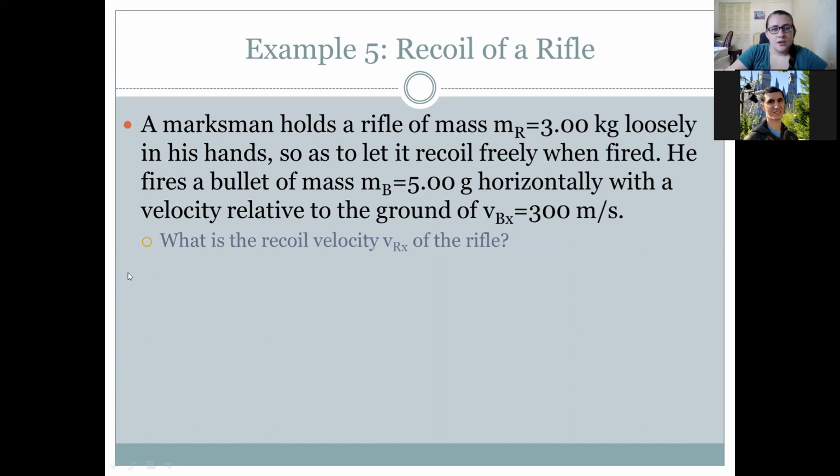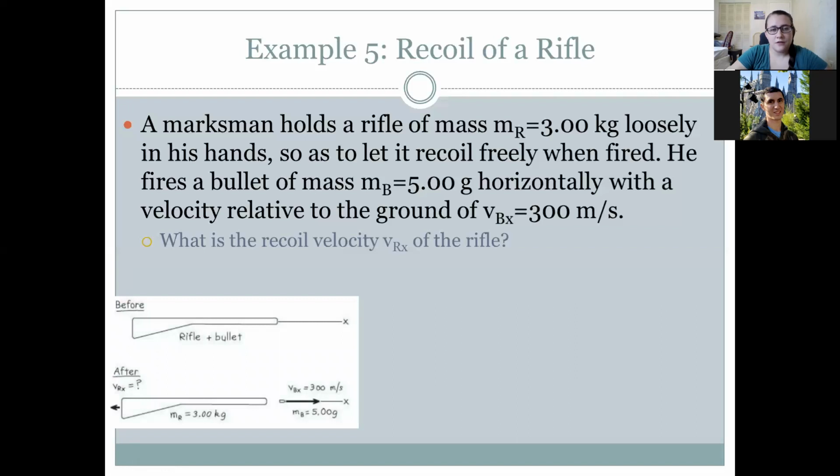Okie dokie. So here is a picture of our scenario before and after. So this wouldn't necessarily be considered a collision. Remember, because collision is when two or more objects hit each other, but recoil is when two or more objects separate from each other. So as the title of this example suggests, this is a recoil example. So we're starting with the two as like one object, and then after this event, they separate, and now we're dealing with two objects.